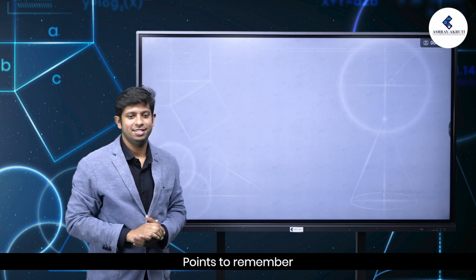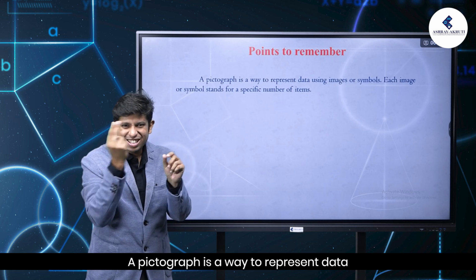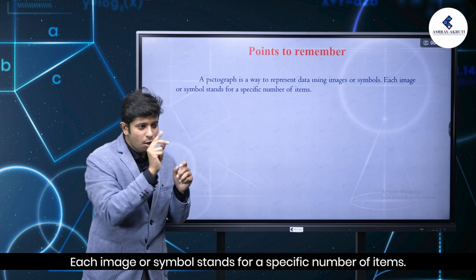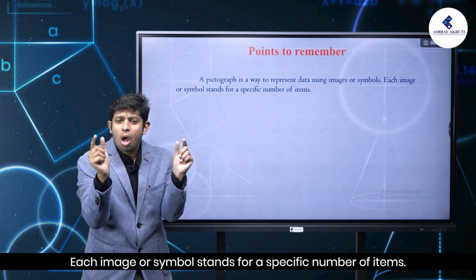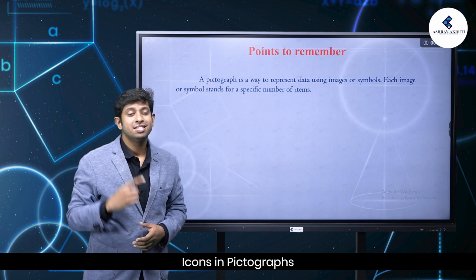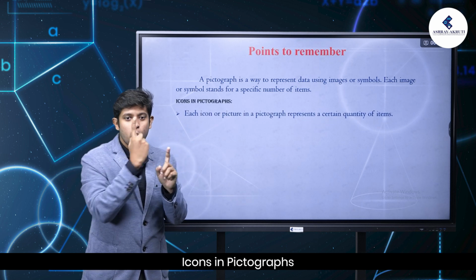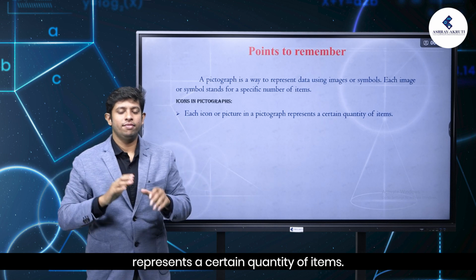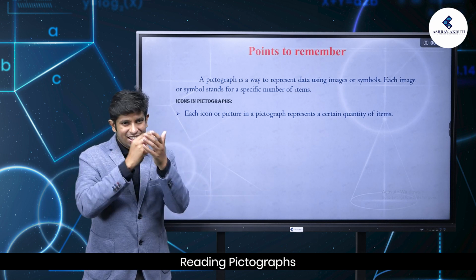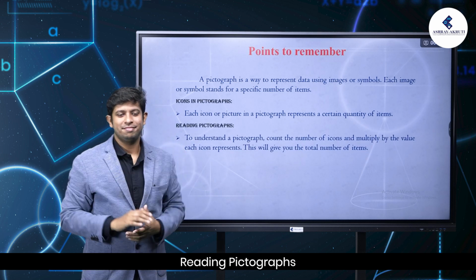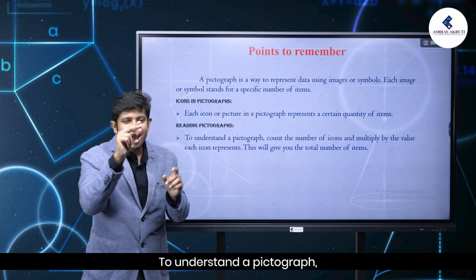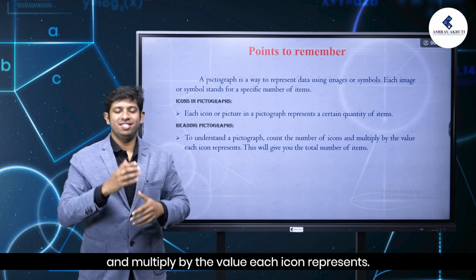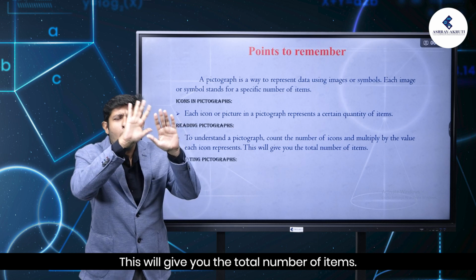Points to remember. A pictograph is a way to represent data using images or symbols. Each image or symbol stands for a specific number of items. Icons in pictographs: each icon or picture in a pictograph represents a certain quantity of items. Reading pictographs: to understand a pictograph, count the number of icons and multiply by the value each icon represents. This will give you the total number of items.